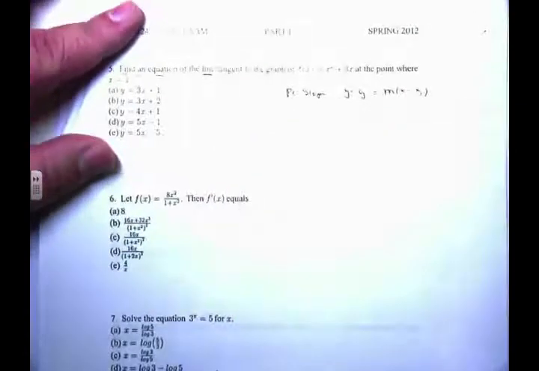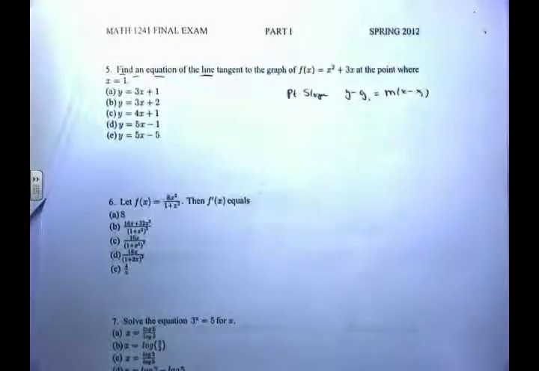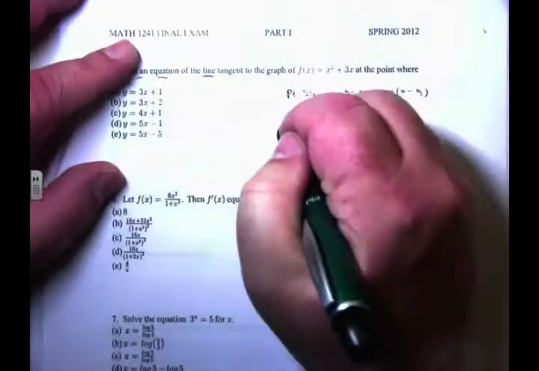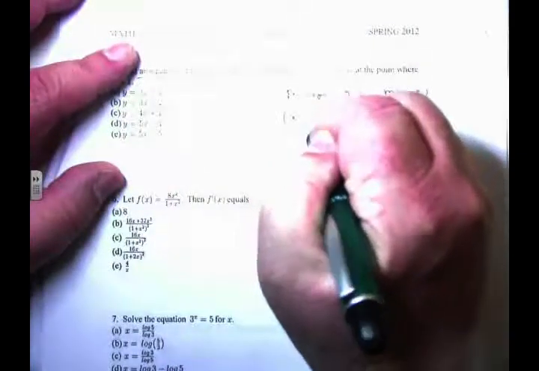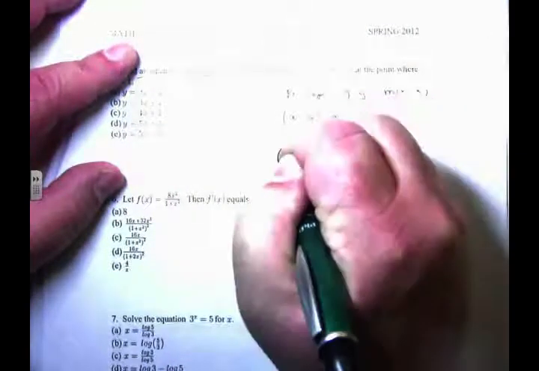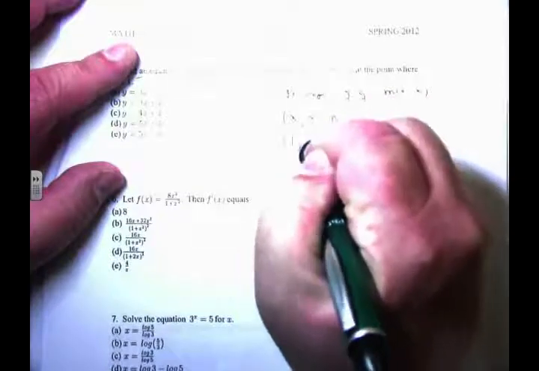Well, to use the point slope formula you've got to have two things: you need a point and a slope. They didn't give you anything. They gave you half a point. They gave you x is 1, right? So you need a point and you need the slope of the tangent line. The point, they gave you 1.